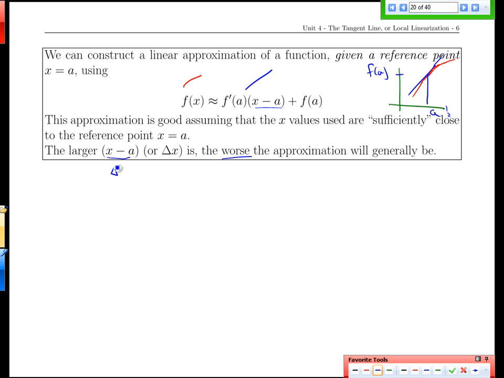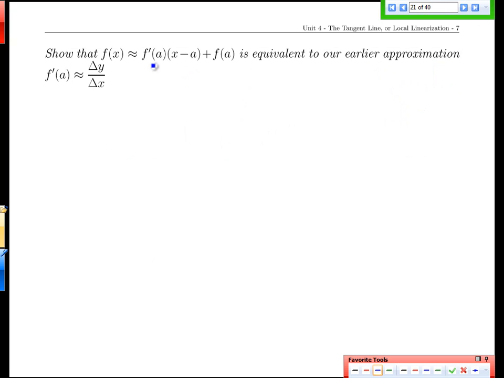And again, it's important to note that this is basically a change in x. Where did we ground ourselves? Where are we looking? How far are those 2 points apart from each other? That's a difference in x values. The nice thing is those two formulas that we've talked about, f prime of a being approximately delta y over delta x, and this curved function being approximated by a linear function, they're the same formula. They really are. Let's go from this one, and it's easy to show that it goes back to this.